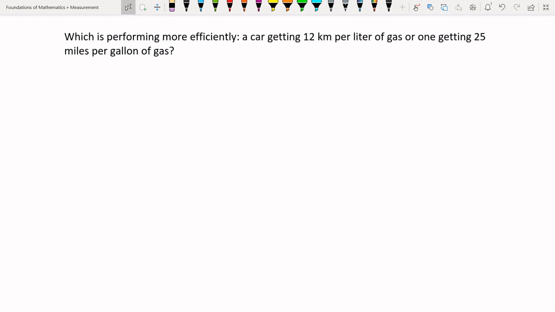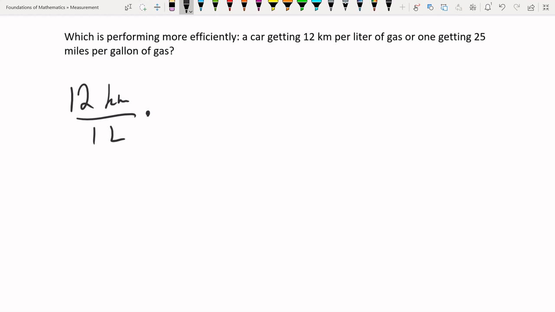All right, let's do some application type problems. Here we have which car, like a European 12 kilometer per liter of gas, or one that's 25 miles per gallon. Since we're in America, let's change this to miles per gallon, because then we know more what that means to us. So I'm going to change 12 kilometers per 1 liter into miles per gallon.